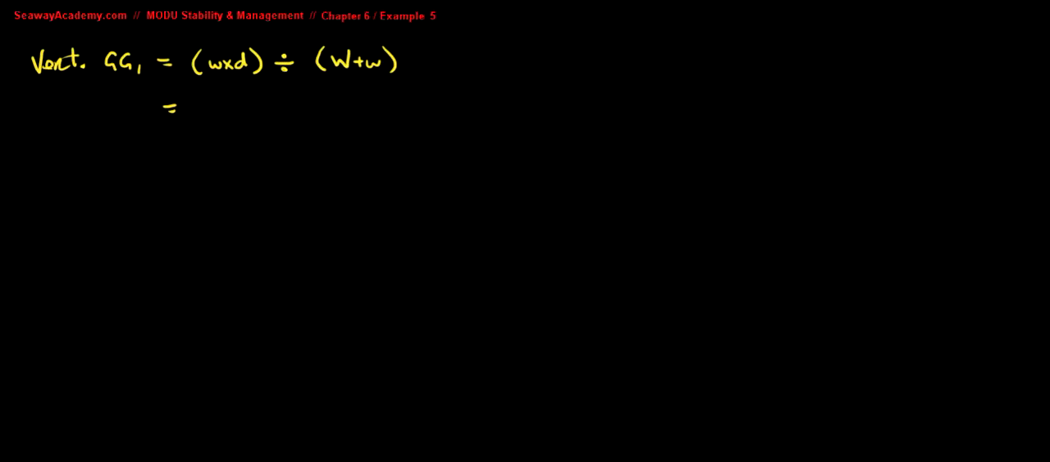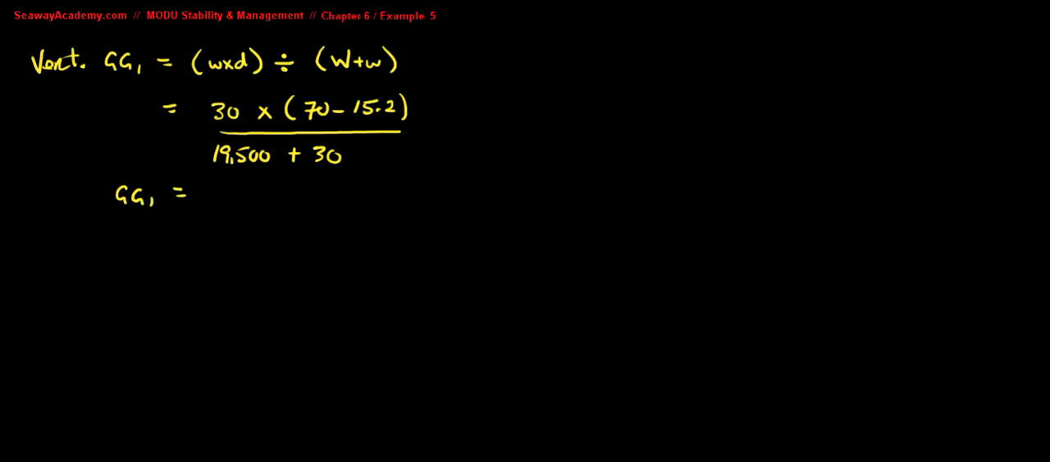So the weight was 30 tons. For the distance, the boom tip was at 70 meters, and the KG of the vessel was 15.2 meters. So you take the difference between the boom tip and the center of gravity of the vessel, 70 minus 15.2. You divide that by your displacement of 19,500 tons, plus the weight of 30 tons. So we get a shift GG1 equal to 0.084 meters.